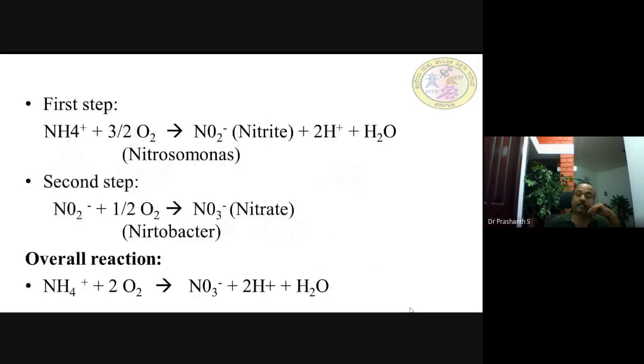In nitrification, the first step is that ammonium is oxidized to nitrite, hydrogen ions, and water. This is a bacterial activity that happens in the presence of bacteria called Nitrosomonas. Then the product we get, nitrite, is oxidized in the second step to nitrate with the help of Nitrobacter. So the overall reaction is NH4+ + 2O2 gives NO3- + 2H+ + H2O. That means ammonium is converted into nitrate.